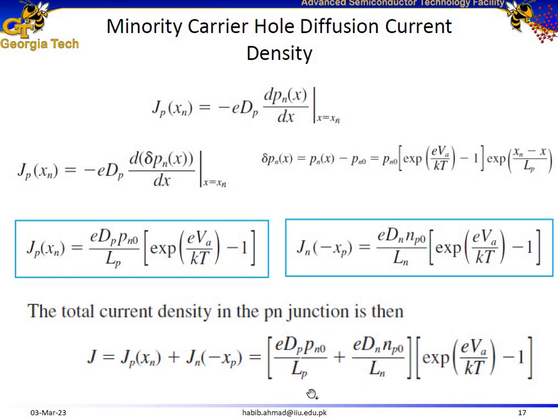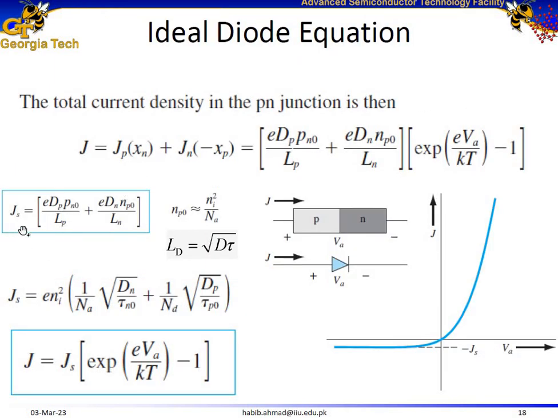And this is called the prefactor for this equation. The prefactor is called the reverse saturation current density, represented with JS. Then you can replace some of the values in this equation, for example np0 with ni squared divided by Na, pn0 with ni squared divided by Nd, and the diffusion length with the square root of diffusion coefficient times recombination lifetime. So this is a more effective way of calculating the reverse saturation current density.